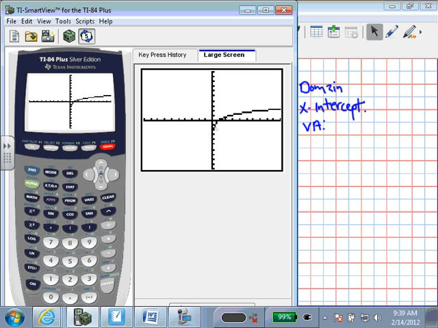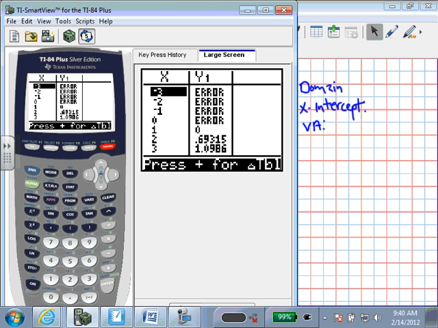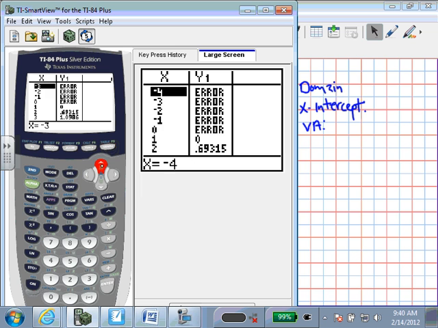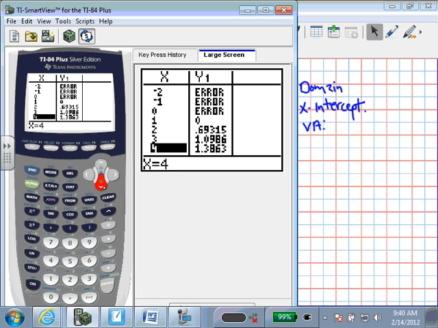My calculator is showing this sort of slow growth. It's doing its best to show it's got a vertical asymptote, but if you're not familiar with the general shape of logarithmic functions, you might assume that it stops right here. But if we look at the table, we can see that if x is a negative number, I don't really get values, but I do start getting values at 1. 1 is 0, 2, 3, 4.